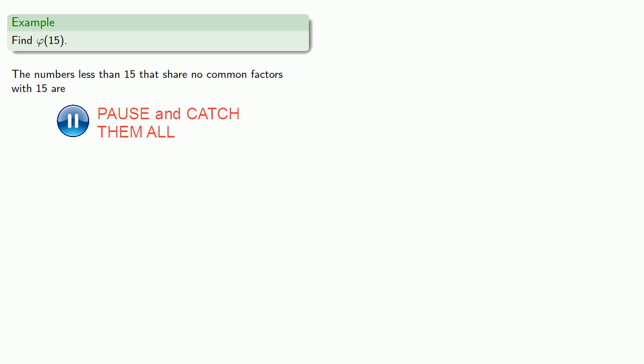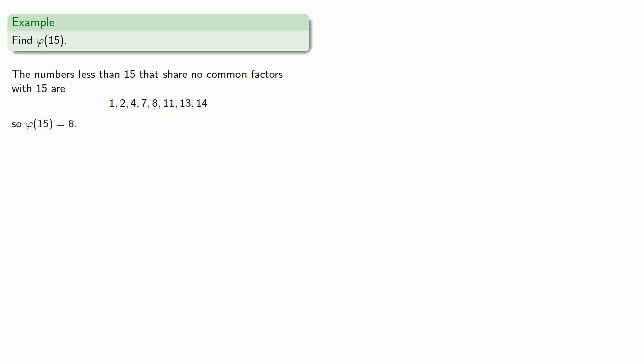Similarly, we can find phi of 15, the number of numbers less than 15 that share no common factors with 15. The numbers less than 15 that share no common factors with 15 are... And there's 8 of them. So phi of 15 is equal to 8.